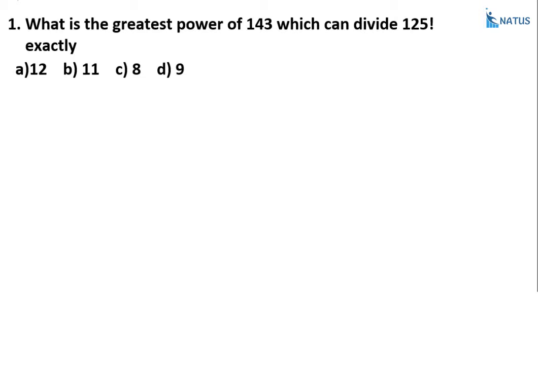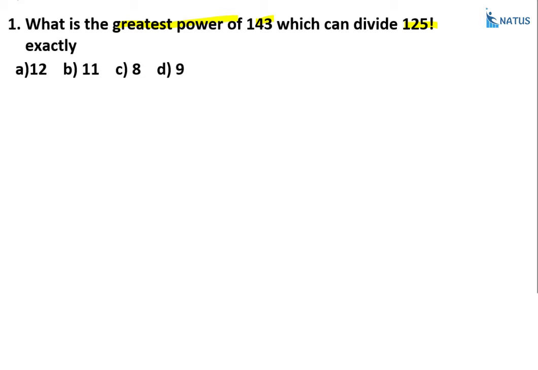What is the greatest power of 143 which can divide 125 factorial exactly? That is 143 to the power of 1, or 143 to the power of 2, or 143 to the power of 3, or 143 to the power of n. Here we require 143 to the power of n to exactly divide 125 factorial. What we require is the value of n, that is 1, 2, 3, whatever it is. But a very important point is that it is the greatest power.